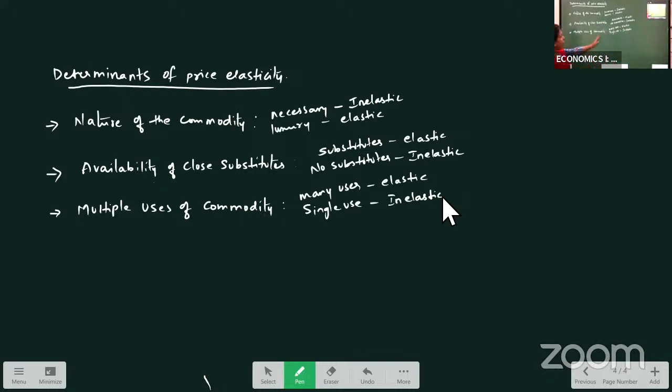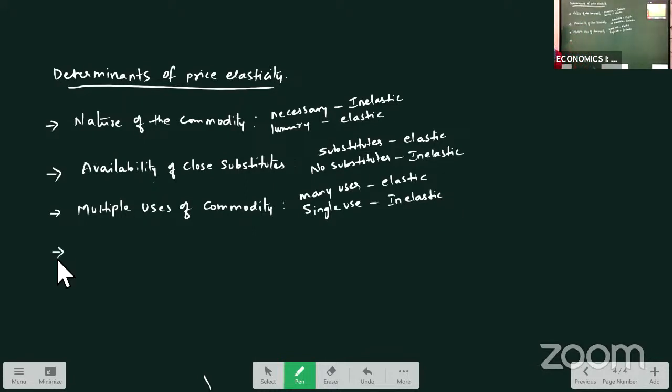So just remember, elastic, inelastic. Elastic means what? Changes in demand will be there if price changes. Inelastic demand means what? Changes in demand will not be there though the price is changing. If a good has many uses, changes in demand will be there if price changes. If the good has a single use, changes in demand will not be there though the price is changing, because the good is used for only a single purpose.